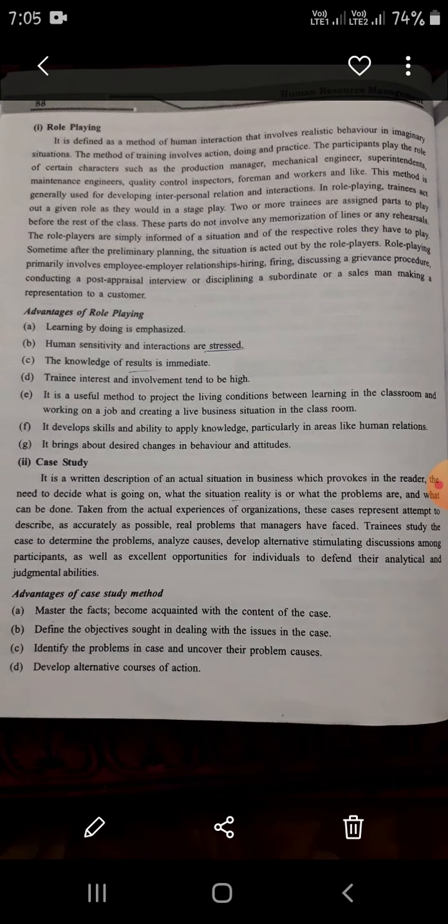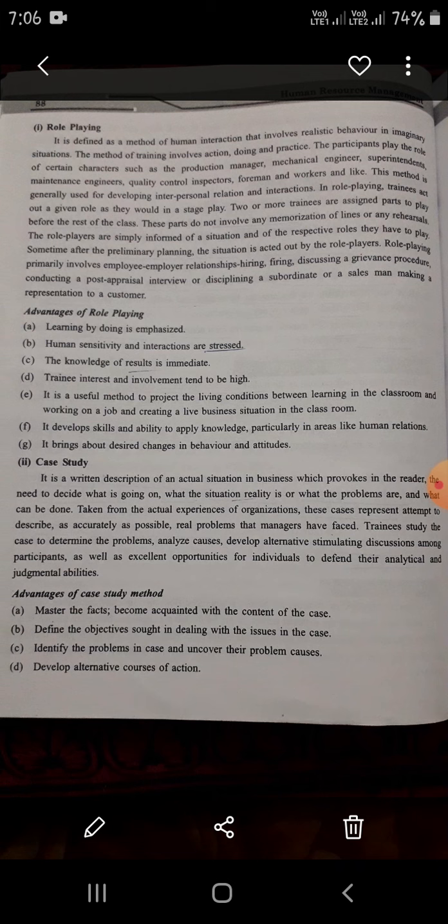Next, first one, role playing. It is defined as a method of human interaction that involves realistic behavior in imaginary situations. This method of training involves action, doing and practice. The participants play the role of certain characters in the situations, such as the production manager, mechanical engineer, superintendent, maintenance engineer, quality control inspector, foreman, and workers and the like. This method is generally used for developing interpersonal relations and interactions.